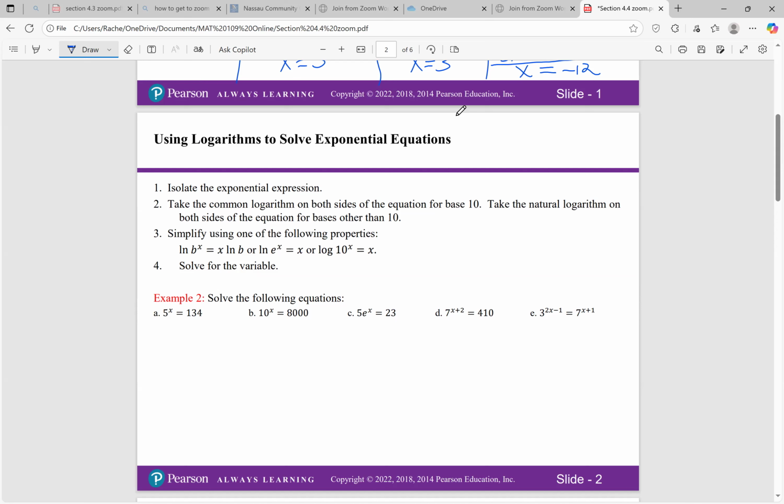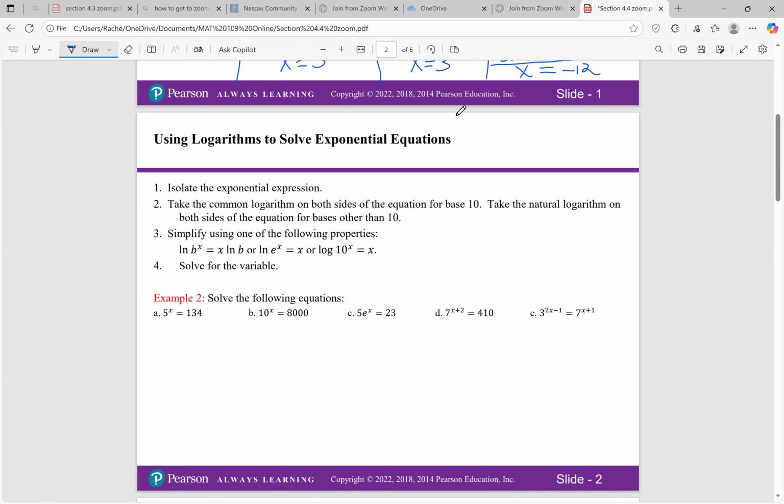So the first thing we would do is isolate the exponential expression, and then we would take the common log on both sides of the equation for base 10. Remember, common log is base 10. Or we could take the natural log on both sides for bases other than 10. So if we had base e, that's a nice time to take the natural log, and I'll show you. Then we could simplify using one of the following properties.